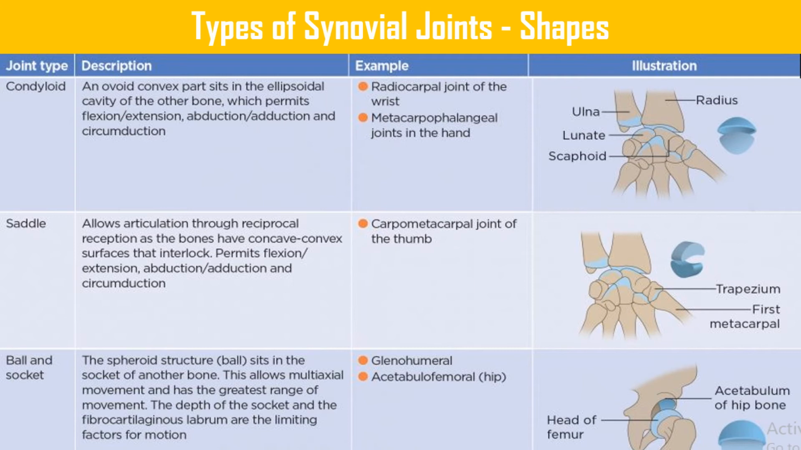In the last we have ball and socket joint. Spheroid structure ball sits in the socket of another bone. This allows multi-axial movement and has the greatest range of movement. The depth of the socket and the fibrocartilaginous labrum are the limiting factors for the motion. Examples of the ball and socket joint are glenohumeral joint and acetabulofemoral or the hip joint.